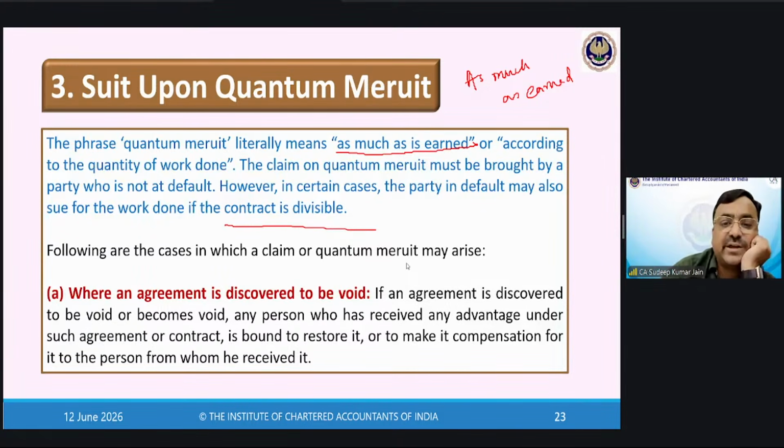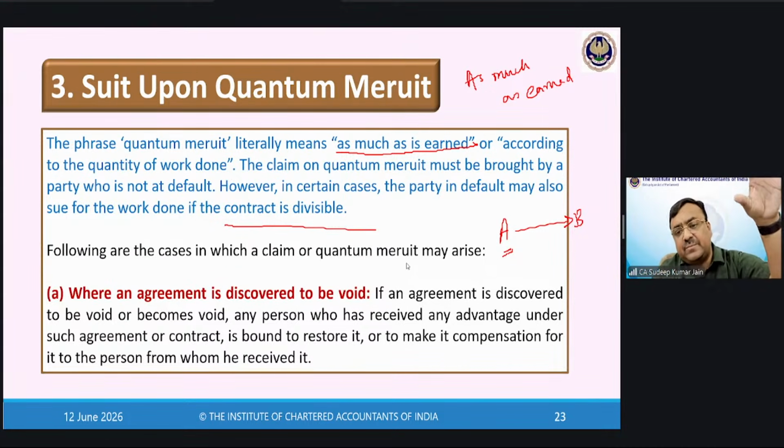For example, let's take an example. A employed B for painting the house of A. B has completed 25% of the work, but due to a natural calamity, the house was demolished.